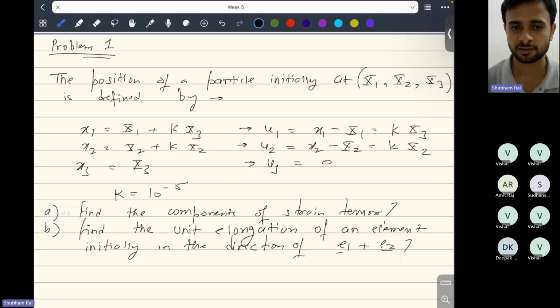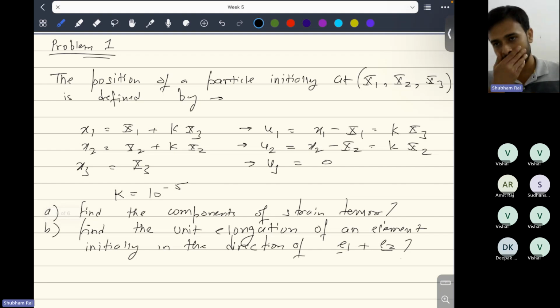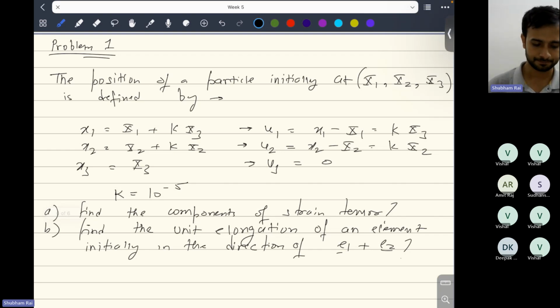Once you have the strain tensor, you can just find the unit elongation of the element in the direction E1 plus E2. So E1 plus E2 will be your n vector, and unit elongation will be the longitudinal strain. That will be given by the strain tensor times n, dot with n. Once you have the strain tensor, you can just multiply it with the vector E1 plus E2, and then dot with this vector itself. So you will get the longitudinal strain or unit elongation in this direction. Please do that.